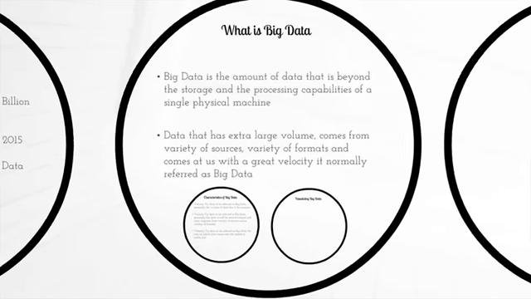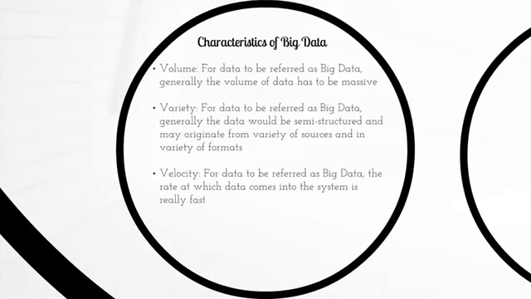So let's reiterate the whole thing. These are the three characteristics of big data. First is volume. For data to be referred to as big data, generally the volume of the data has to be massive. Second is variety. For data to be referred to as big data, generally the data would be semi-structured and may originate from a variety of sources. And third is velocity. For data to be referred to as big data, the rate at which data comes into your system is really fast.